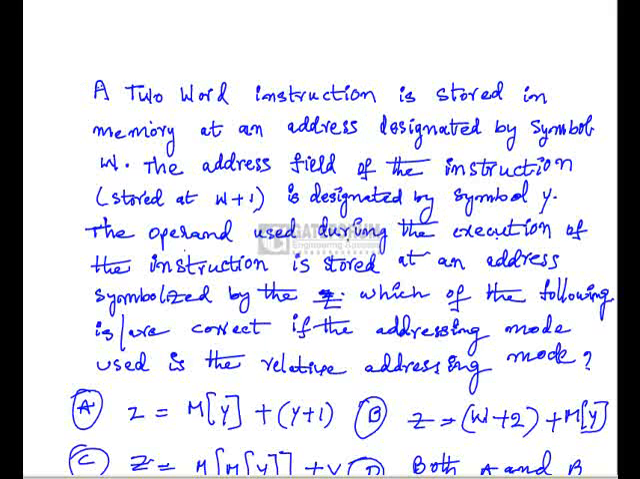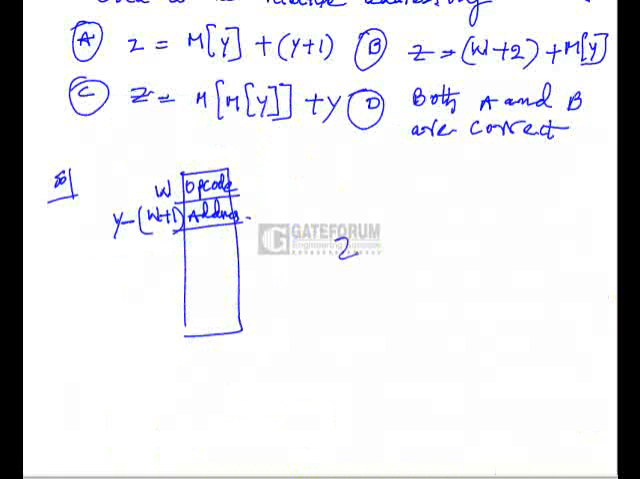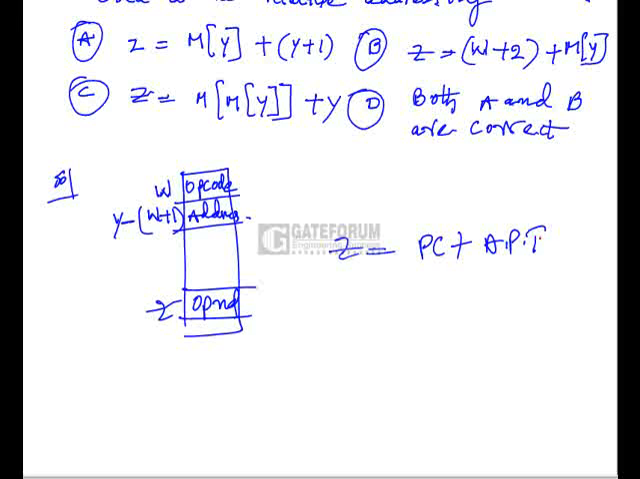And then the operand used during the execution of the instruction is stored at an address symbolized by Z. Z means effective address here because operand address is effective address. So operand address is Z. Which of the following is/are correct if addressing mode used is the relative addressing mode? In the case of relative addressing mode, effective address is equal to program counter plus address part of instruction.